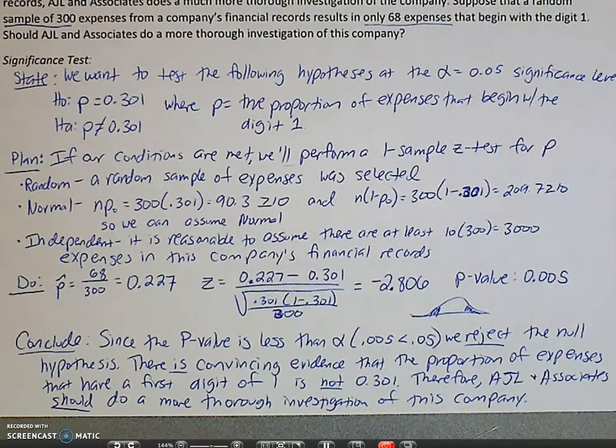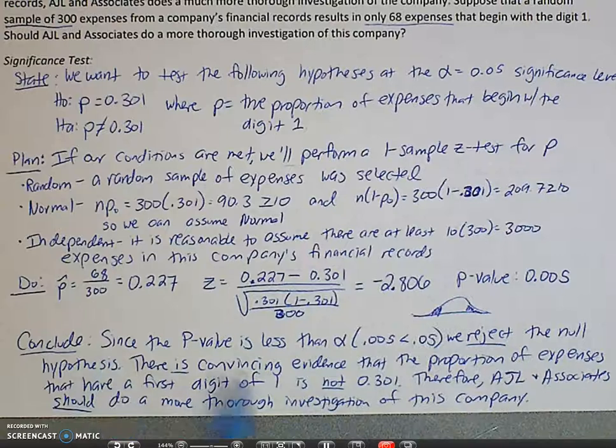So there's our conclusion. Remember, we state all three things. Compare your p-value to your alpha. Say what you're doing with the null. Come to a conclusion. Either there is evidence or there's not enough evidence in support of your alternative hypothesis. Always including the context as well.